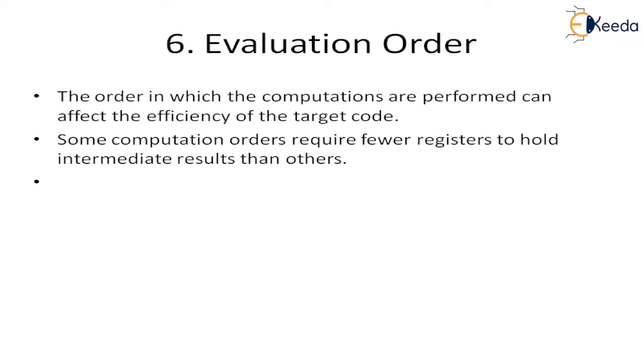After that, the sixth design issue is the evaluation order. That order affects the efficiency of the target code. Some computation orders require fewer registers to hold the intermediate results. So in this way, we have to study the different types of design issues for code generation.